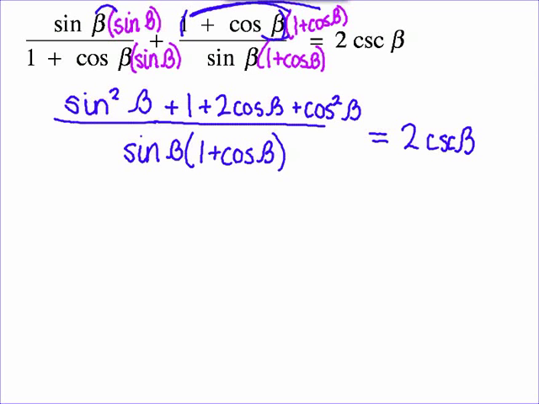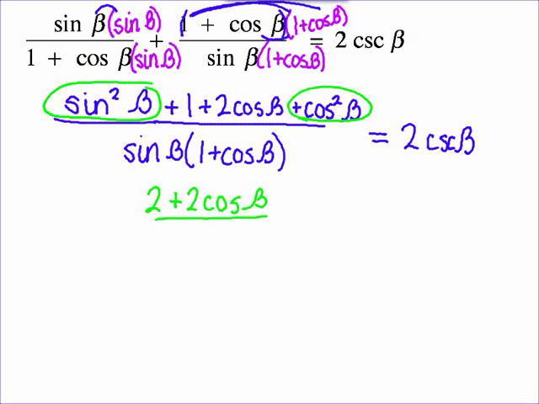Now you're going to notice here that in the numerator I've got a bunch of stuff. Okay. Oh, you can cancel out a sine, can't you? What does that equal? Sine squared plus cosine squared is 1. So I end up having 1 plus 1, which is 2, plus 2 cosine beta. We're very close right now. There's a 2. We're getting closer.